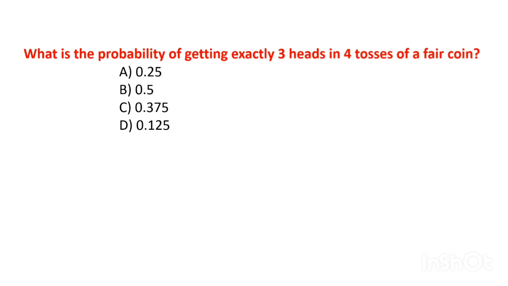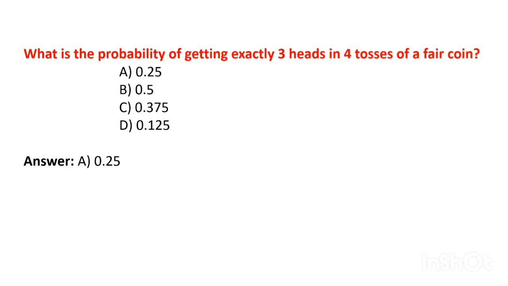What is the probability of getting exactly 3 heads in 4 tosses of a fair coin? The outcomes with exactly 3 heads are HHHT, HHTH, HTHH, and THHH. So the probability is 4/16. Favorable cases are 4 and total cases are 16.